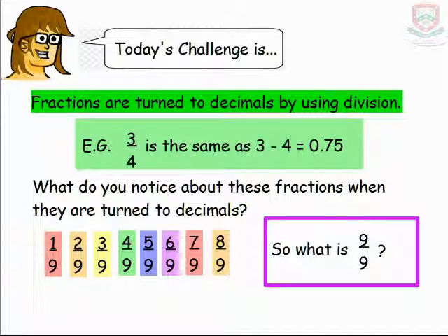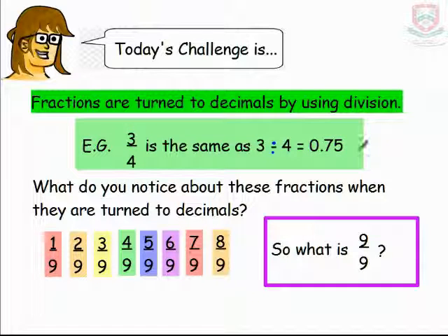So here's our challenge. It's quite a difficult one, this one, but a very important challenge to try and face and see what you can discover about division. Fractions are turned into decimals by using division. For example, 3/4 is the same as 3 divided by 4. So you take the top number, divide it by the bottom number, and in this case it will give you 0.75.